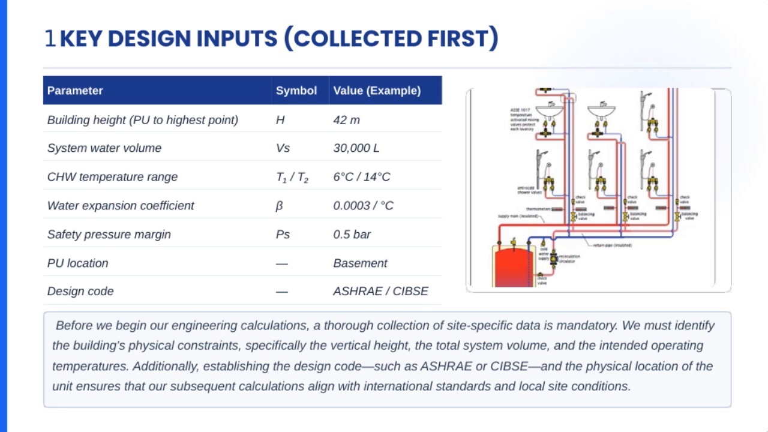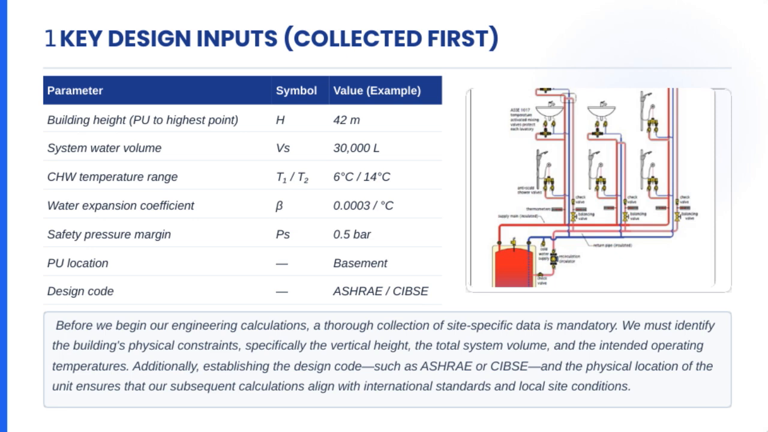Another important parameter is the water expansion coefficient, which is 0.0003 per degrees C. This tells us how much the water volume expands with temperature changes, a key factor for safety and system integrity. We also need to account for a safety pressure margin. In our example, that's 0.5 bar to ensure the system can handle pressure fluctuations safely. The location of the system unit is specified as the basement, which affects access, installation, and maintenance considerations.